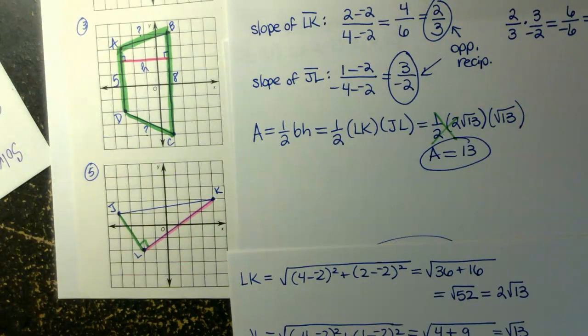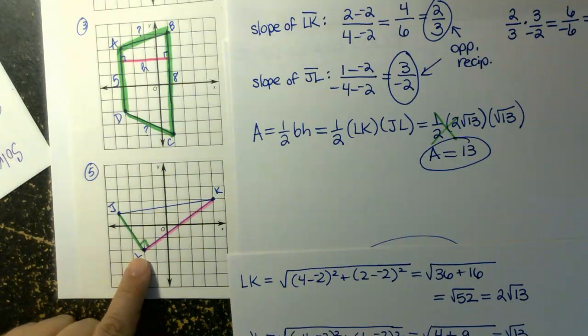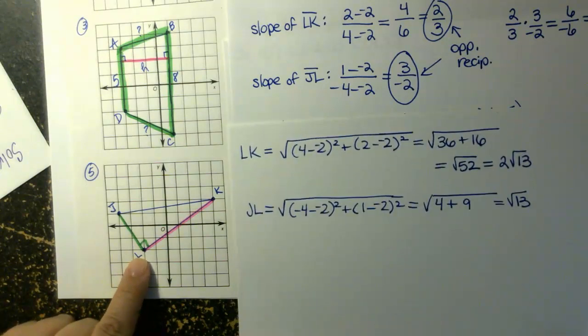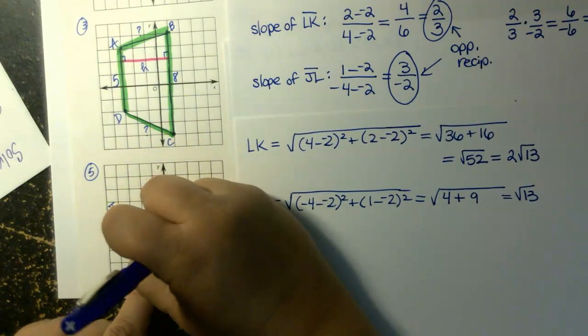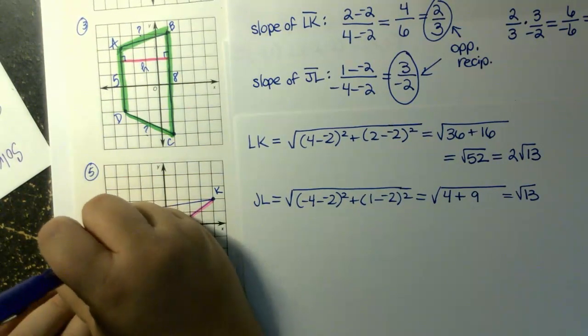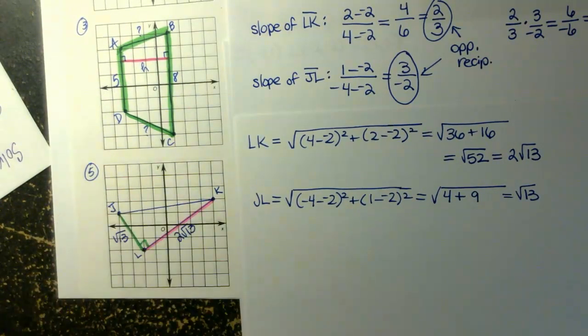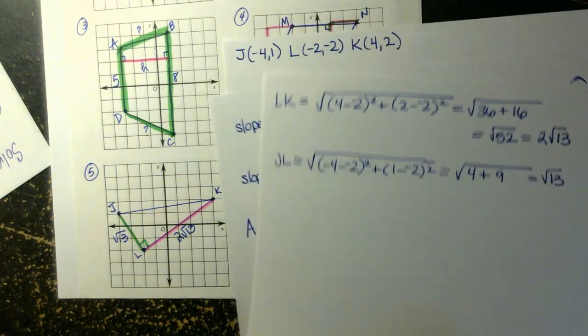Now we have the area. All we have left to find is the perimeter. But fortunately, we've already found the two sides I've traced there. We've already found LK length. That's 2√13. And we've already found the length of JL, which is square root of 13. All we need left is the length of JK. So let's look at our coordinates again.